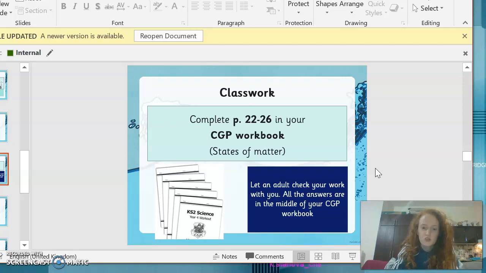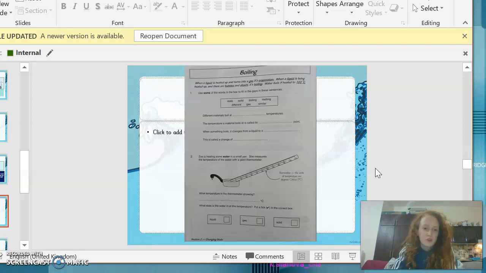Then you proceed to do your work in CGP Workbook. This workbook has an answer key, so you do your pages and then you can self-check your answers, okay? Or maybe you can give it to your parent or your siblings to check. It's up to you.